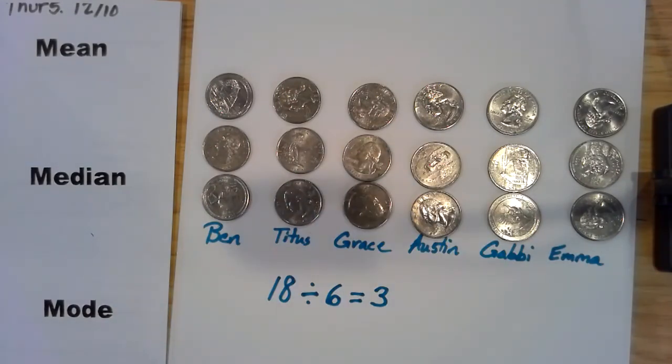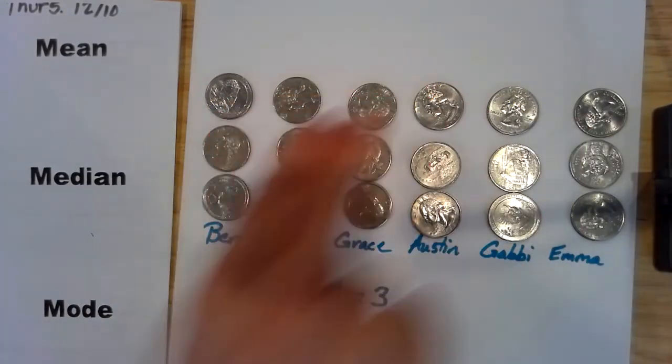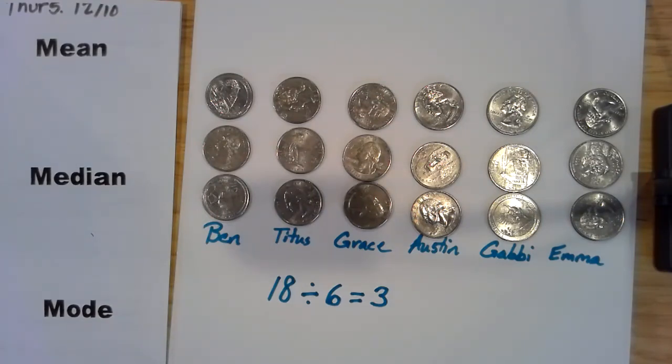So that's why we call it a leveling of numbers. So finding an average or a mean, really you're leveling out your data set. You're redistributing the numbers so that everyone has the same amount.